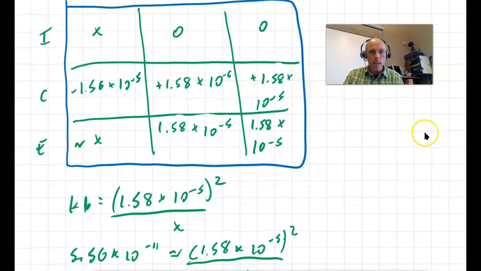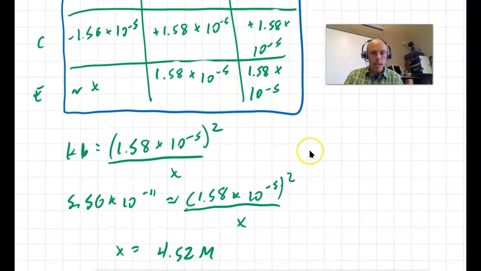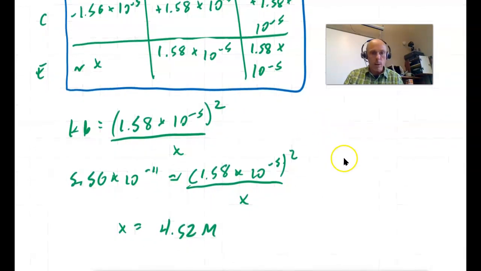So I plug that into my Kb expression. I've got hydroxide times conjugate acid over X equaling Kb. They are the same as each other, so I got 1.58 times 10 to the minus 5 squared over X equaling Kb. And when I set that equal to Kb and solve for X, I get 4.52 molar as the final answer, or the concentration of the weak base that resulted in this high pH, this pH above 7.